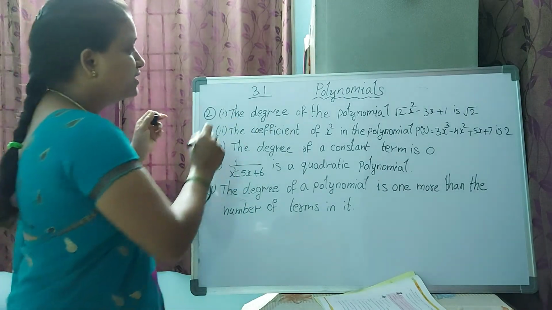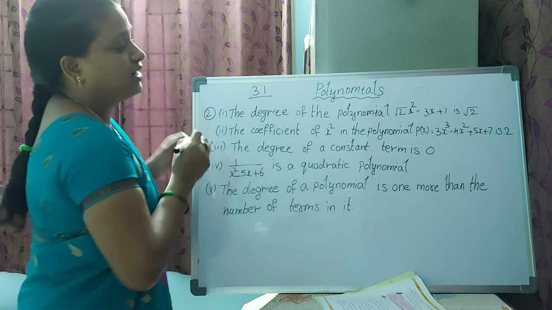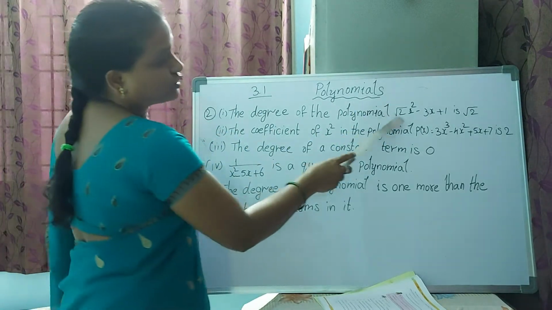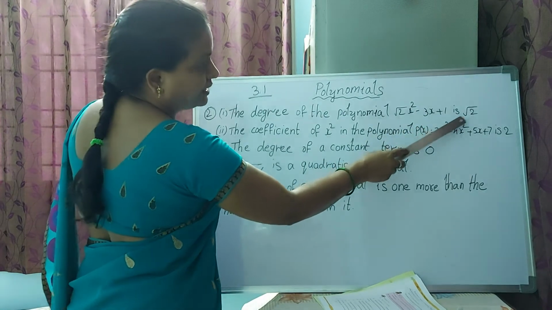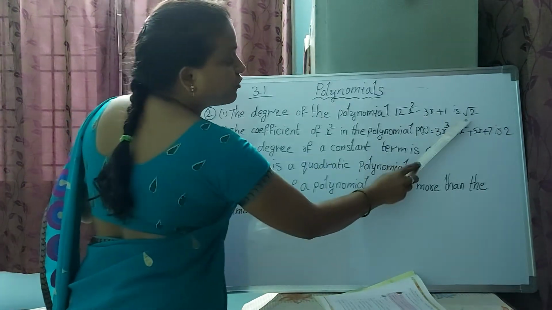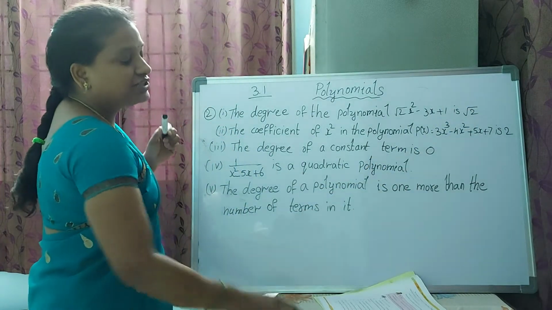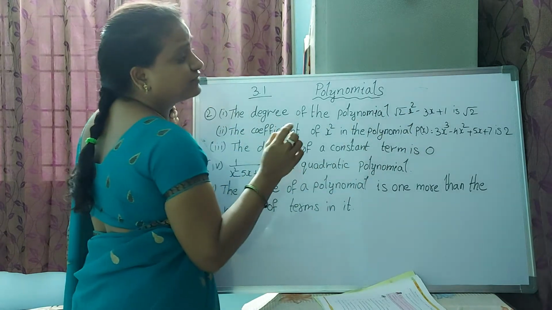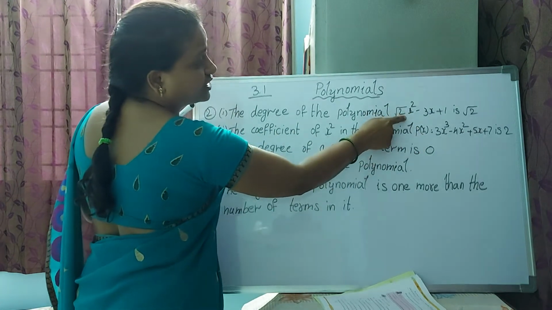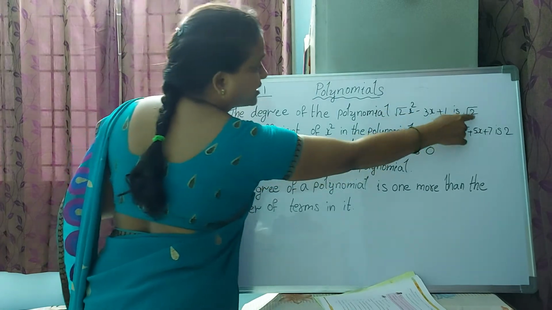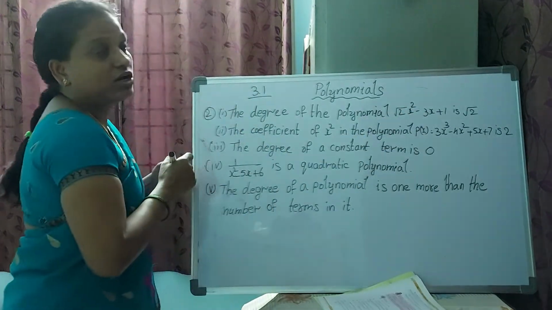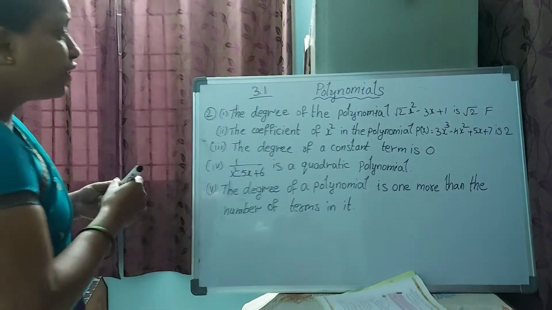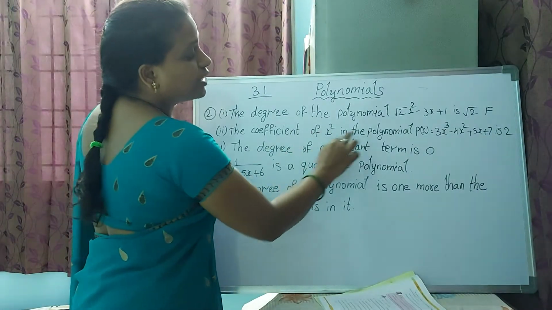We have to state. See the first one. The degree of the polynomial. This is the polynomial: root 2 x square minus 3x plus 1 is root 2. The degree of this is root 2, he told. Actually, degree means what? The highest exponent of the variable. See here, the highest exponent is 2, but he has given root 2. He has given the coefficient. So this is false.